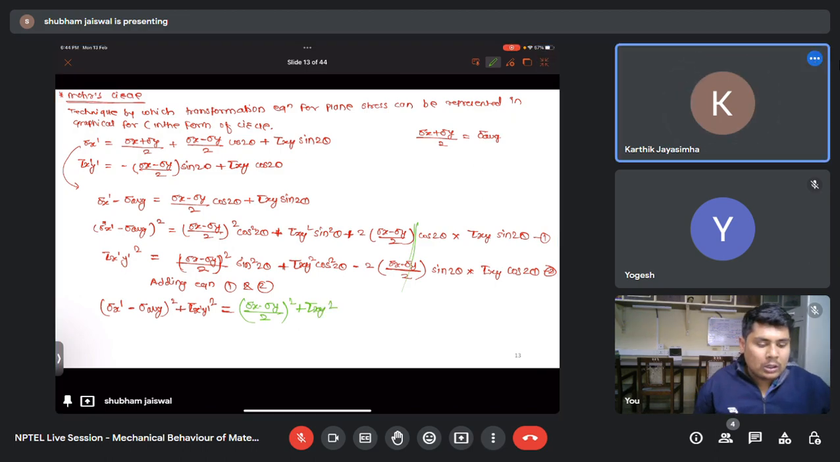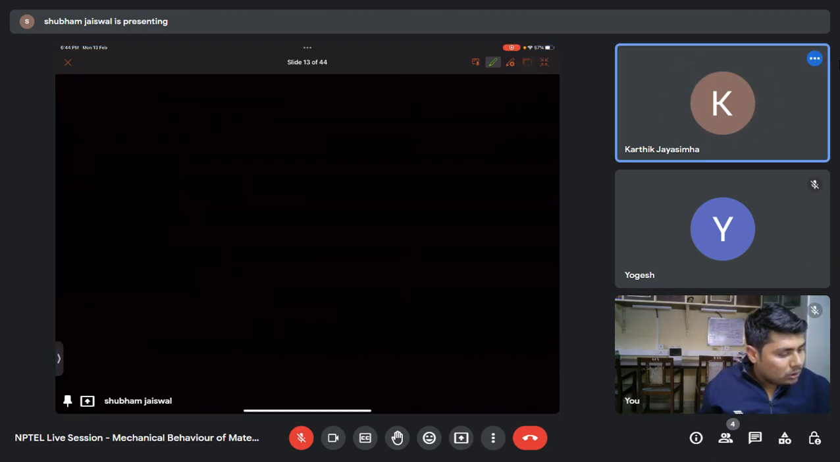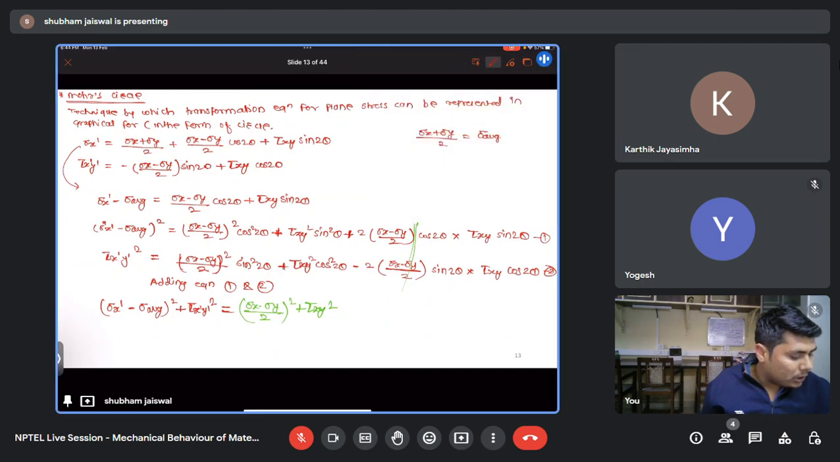whole square. So this equation we will get. So it is free from the term of theta. So now easily we can represent. So if we compare it with the equation of circle, that is x minus a whole square plus y minus b whole square equal to r square.